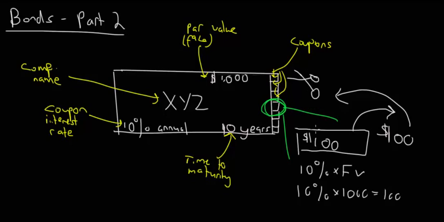So that's kind of how it works. That's kind of why it's a fixed income payment, sorry, fixed income security. And then after 10 years, once all these coupons have been snipped off, you actually send back the bond, the face, and here's your $1,000, and they send you $1,000 back.